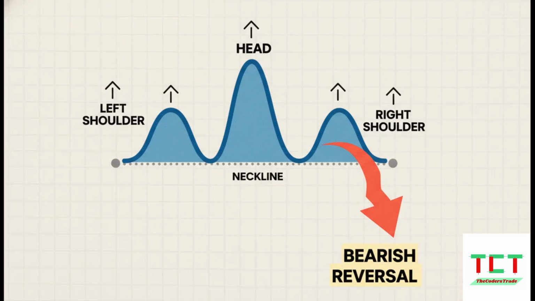Okay, back to our reversal patterns. Here's one of the most famous ones, the head and shoulders. It forms with three peaks. A first peak, that's the left shoulder, a higher second peak, that's the head, and then a third peak that's roughly level with the first one, the right shoulder. When this pattern completes, it's often a super powerful signal of a bearish trend reversal.